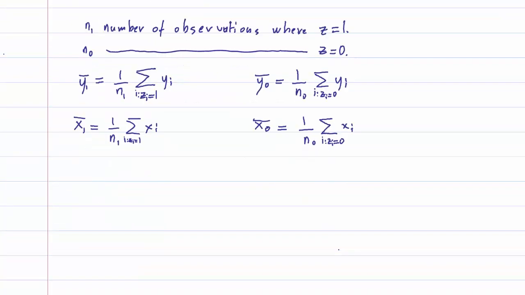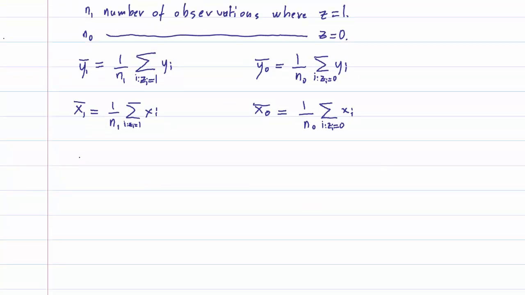Now that we have this, what we want to show is that the estimator for binary instrumental variables, which we'll call the Wald estimator, is just y1 bar minus y0 bar over x1 bar minus x0 bar, which is a much simpler form than what we're used to for the instrumental variable estimator.